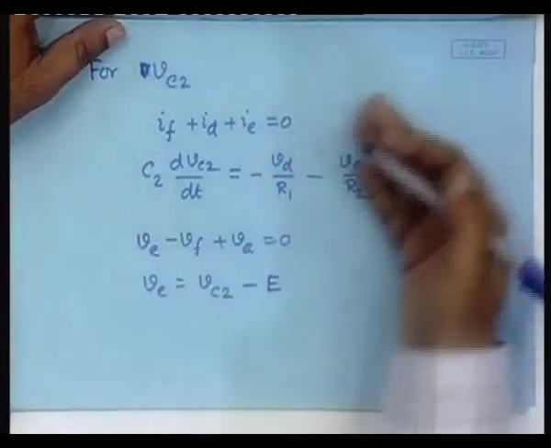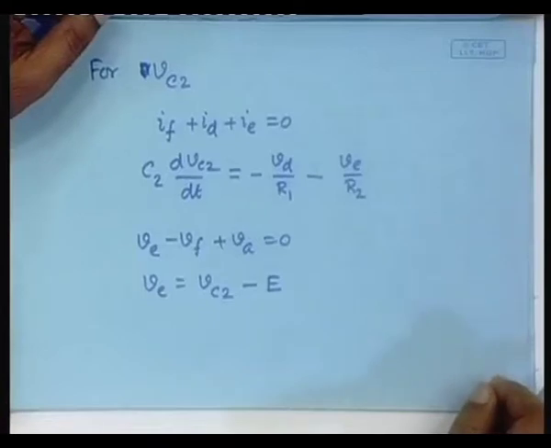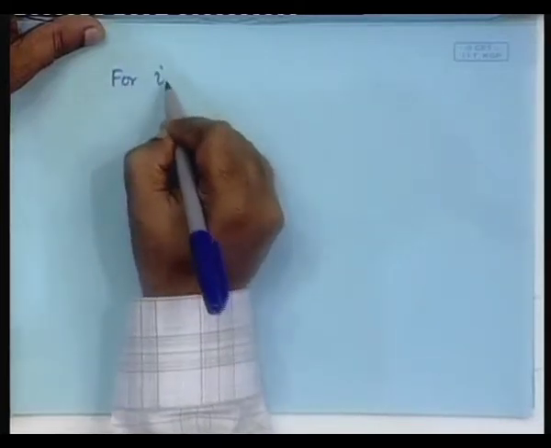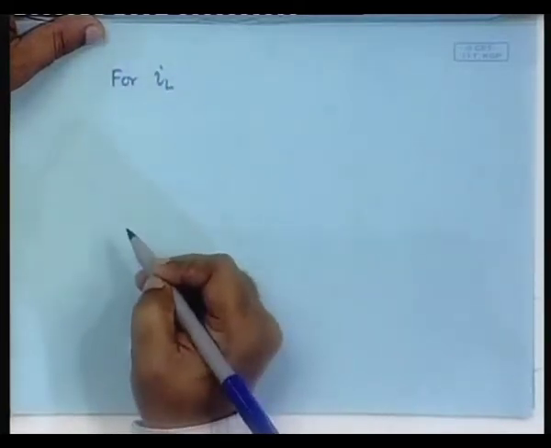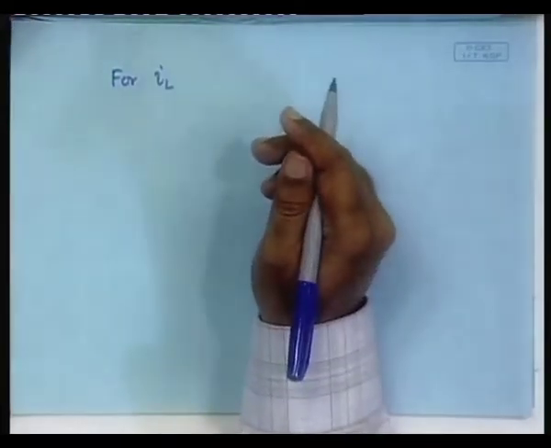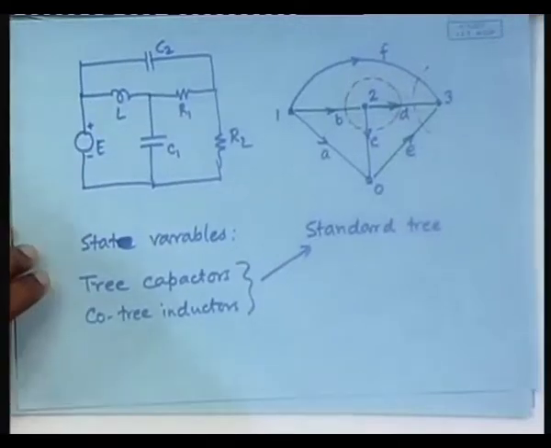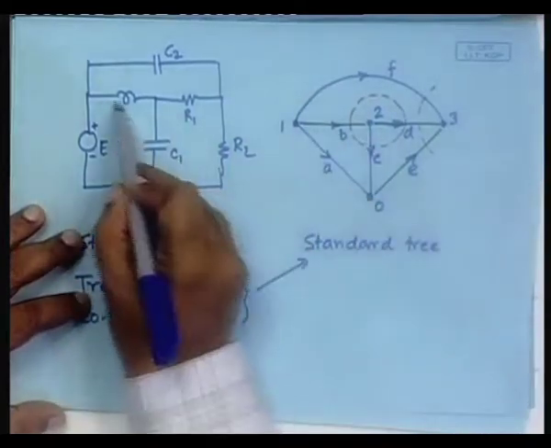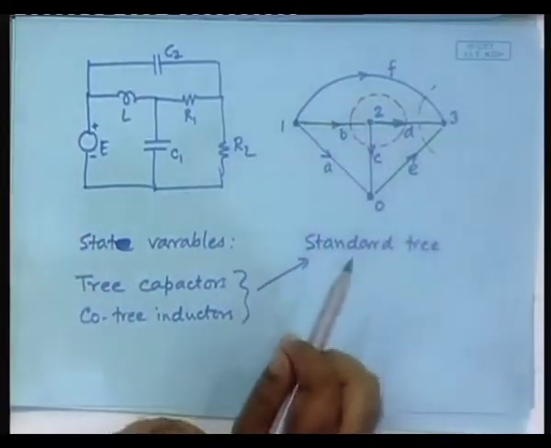So, you just substitute it here, you get it. Finally, the state variable is for IL. This is obtainable from, what did I say? The basic loop equation that contains this branch. Where is the basic loop that contains this IL? Yes, this.